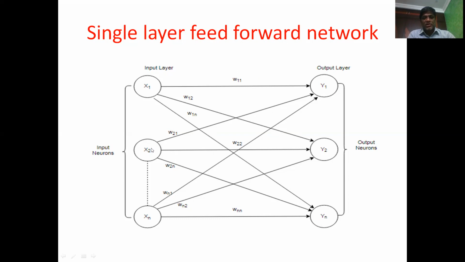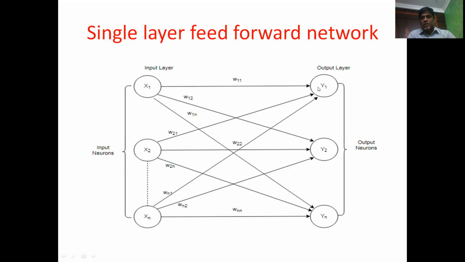Similarly, x2 is also connected with all the neurons of output layer with these connections, and so on. Xn is also connected with all the neurons of output layer. Okay, so what we need to understand is the connections are forward connections from input layer to output layer. Input layer acts as a buffer just to forward the corresponding inputs from this neuron to the next neuron. There will be no processing happens in input layer.